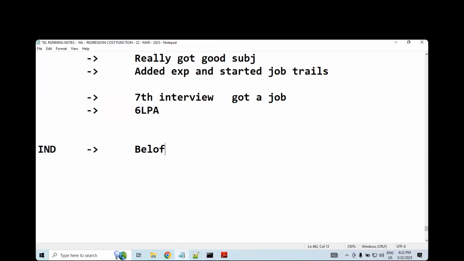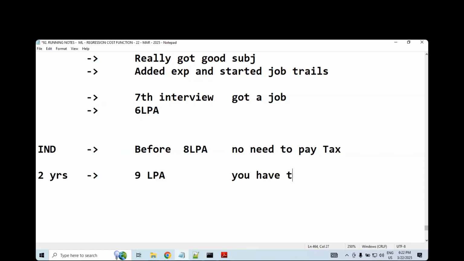But in those days, if your salary was below 8 LPA, yearly 8 lakhs, there was no need to pay tax. Then after 2 years, by God's grace, my salary became 9 LPA. Sir, you are crossing 8 LPA, crossing that boundary. Then get ready, you need to pay tax.